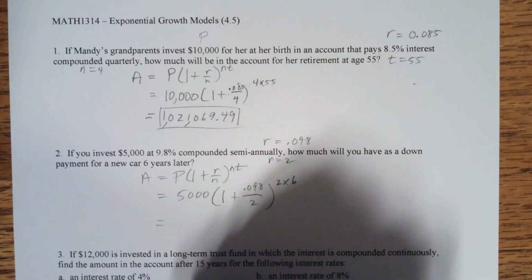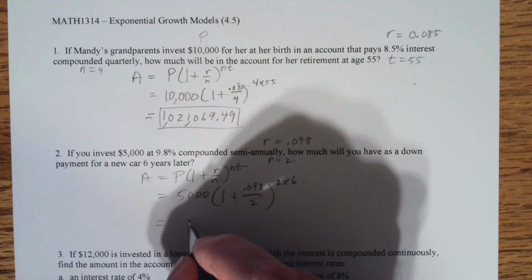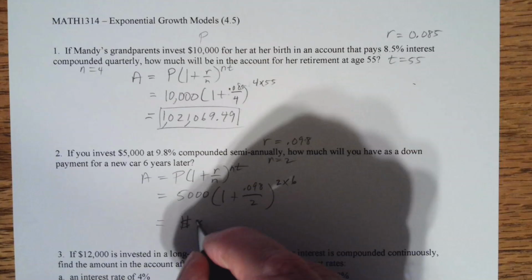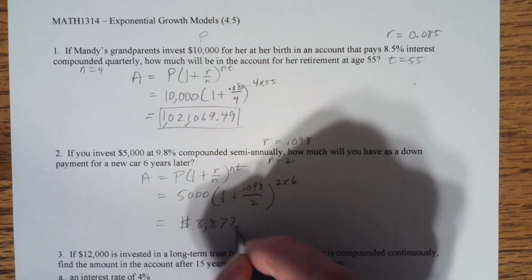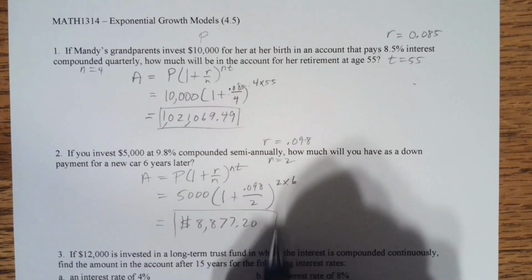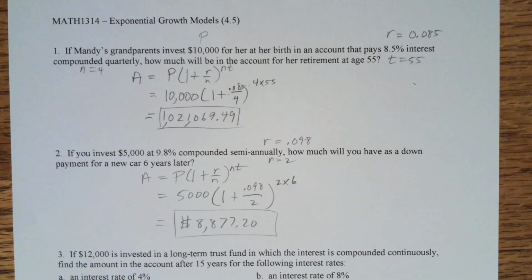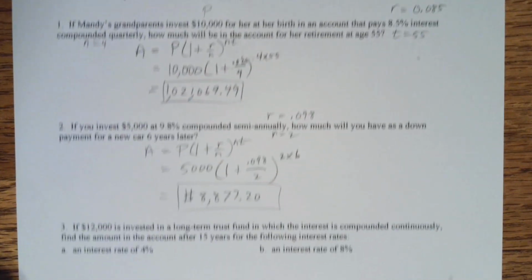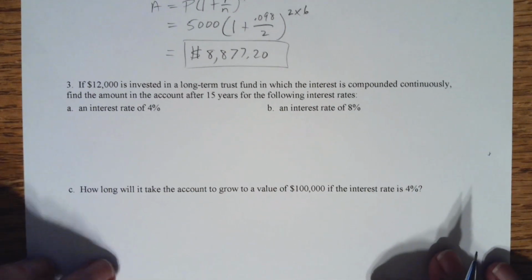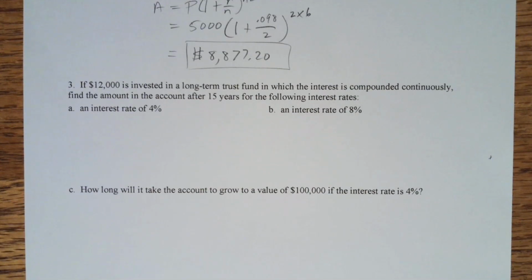And if you plug those numbers into your calculator, you should get $8,877.20. So that'll be a nice down payment. It's better than zero, that's for sure. Let's move on to number 3. So 12,000 is invested in a long-term trust fund in which the interest is compounded continuously. Find the amount in the account after 15 years.